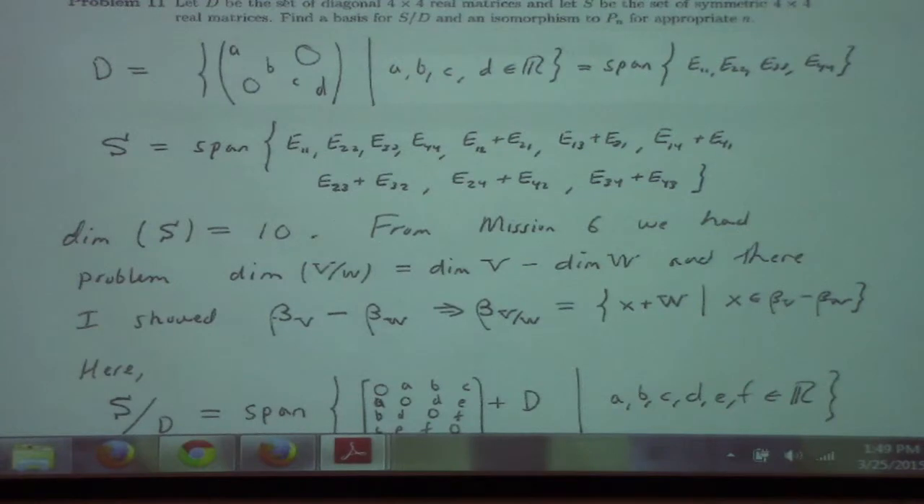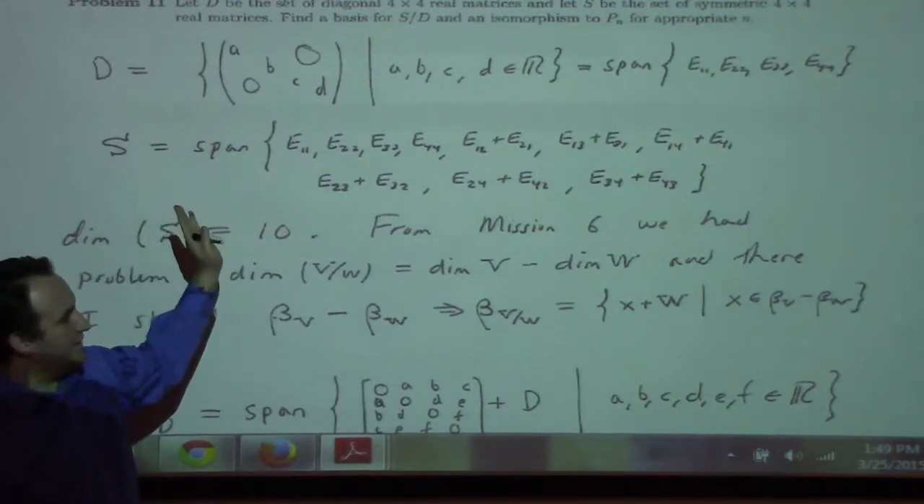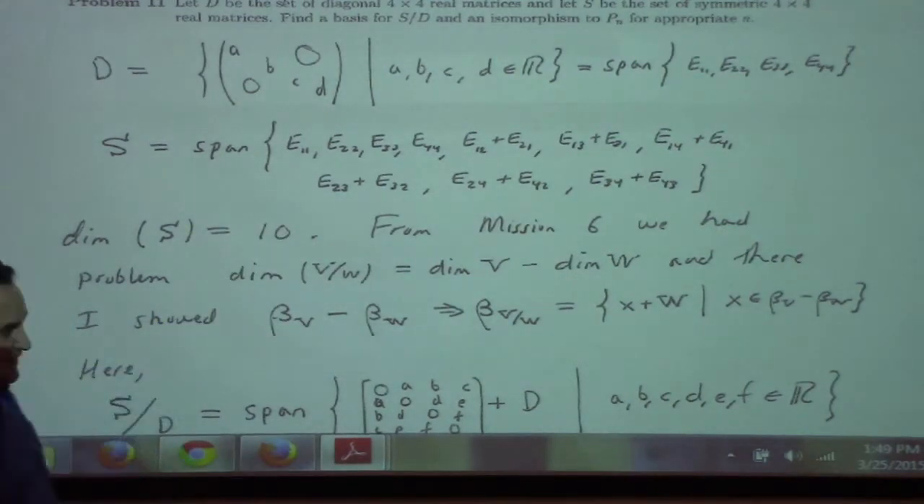Problem 11. So the diagonal 4x4 matrices are like A, B, C, D on the diagonal, with 0 elsewhere, right? The basis for the whole set of symmetric matrices looks like this. So you have the diagonals and then the off-diagonals, sums of things above and below the diagonal, right? There are 10 possible things. In mission 6, we had a problem about the quotient's dimension, where we learned that if you take the basis and select everything that's not in the quotient subspace, those representatives form a basis for the quotient.